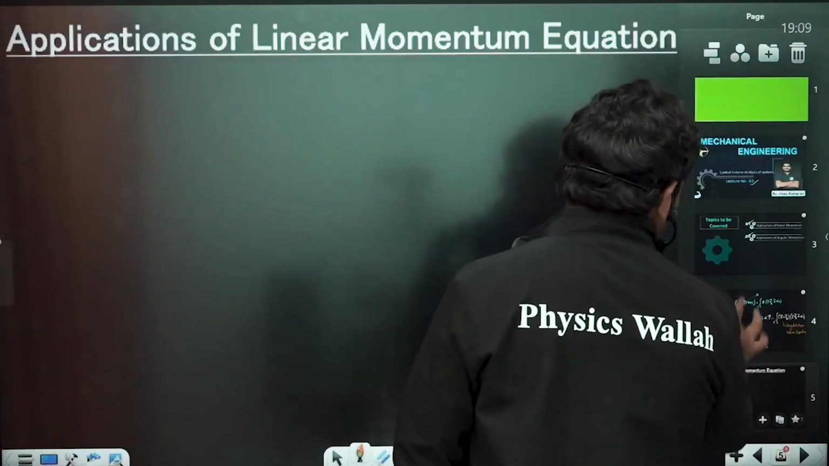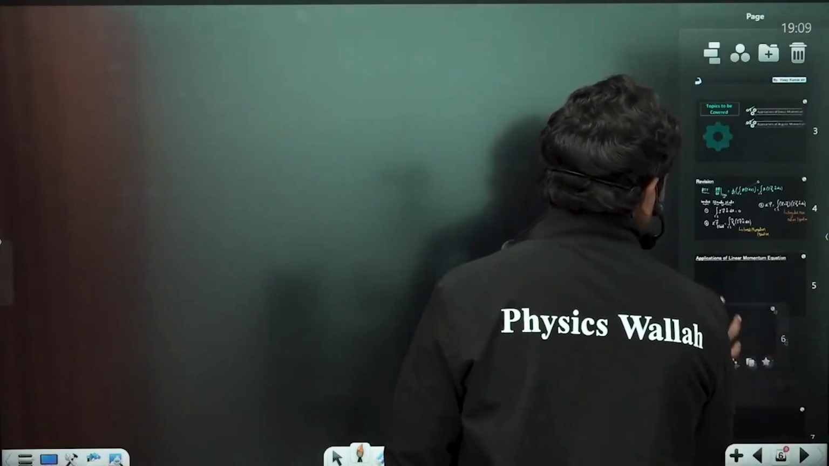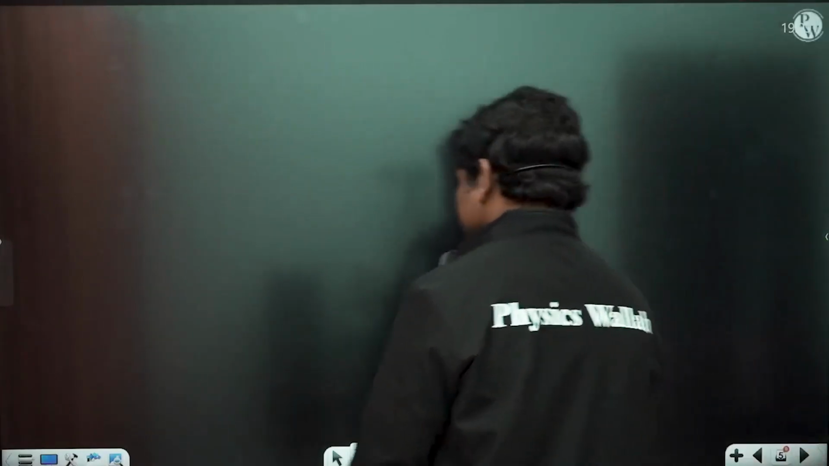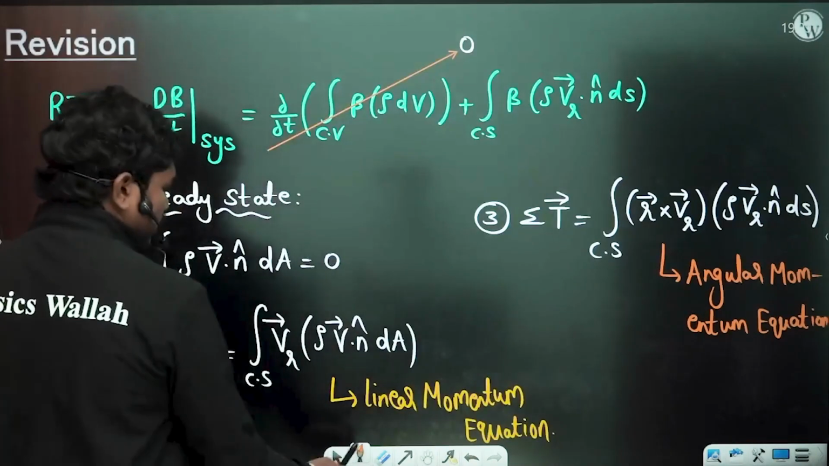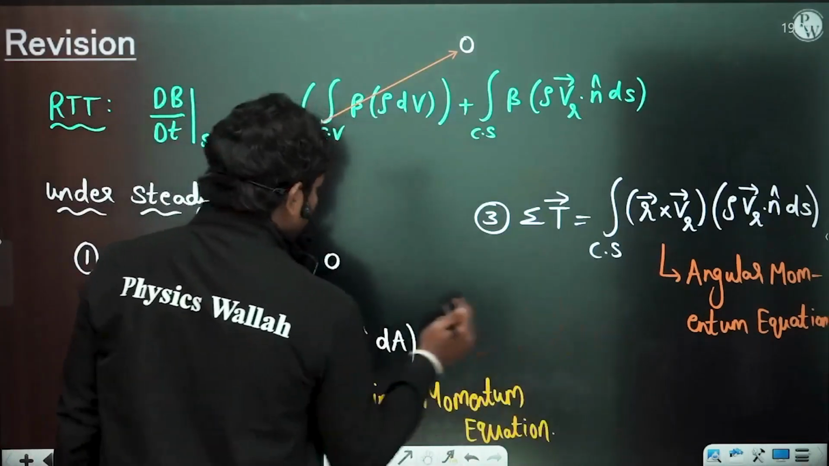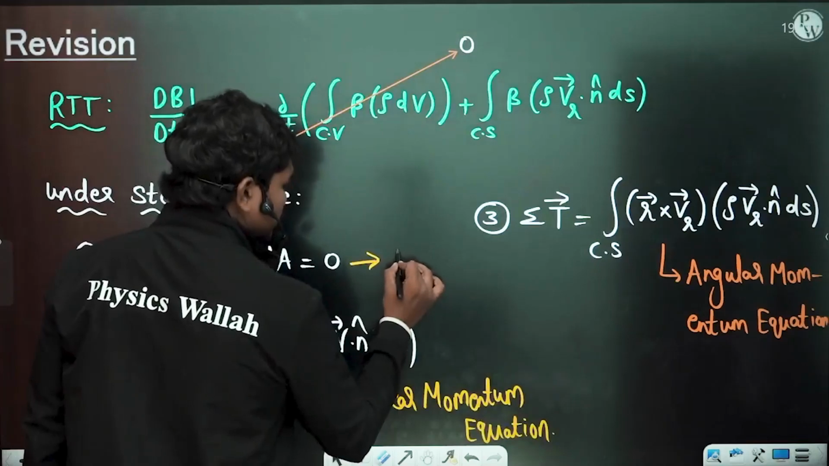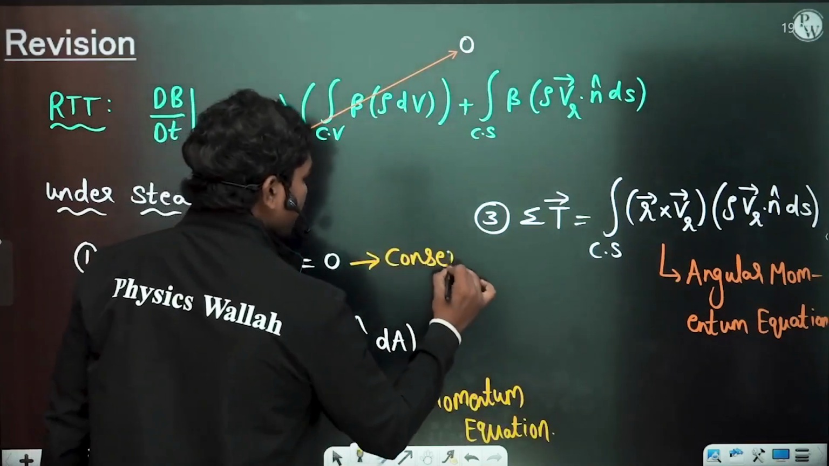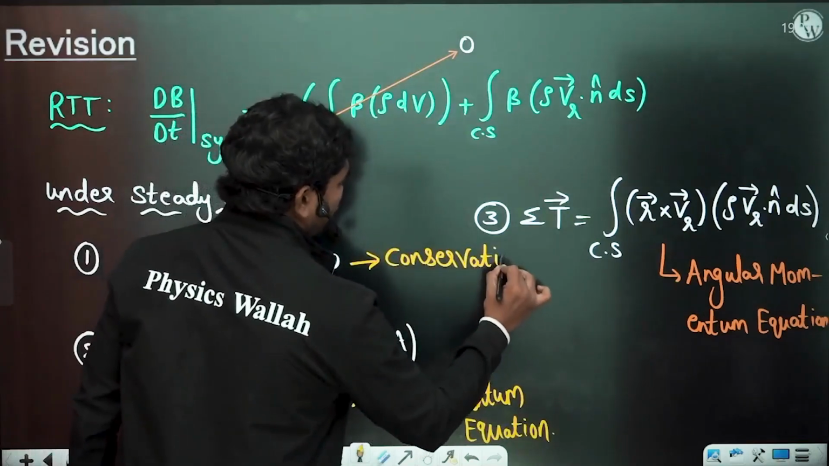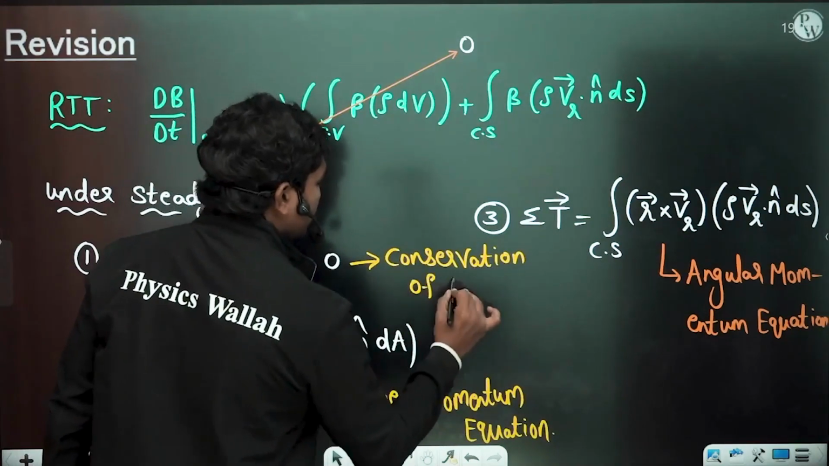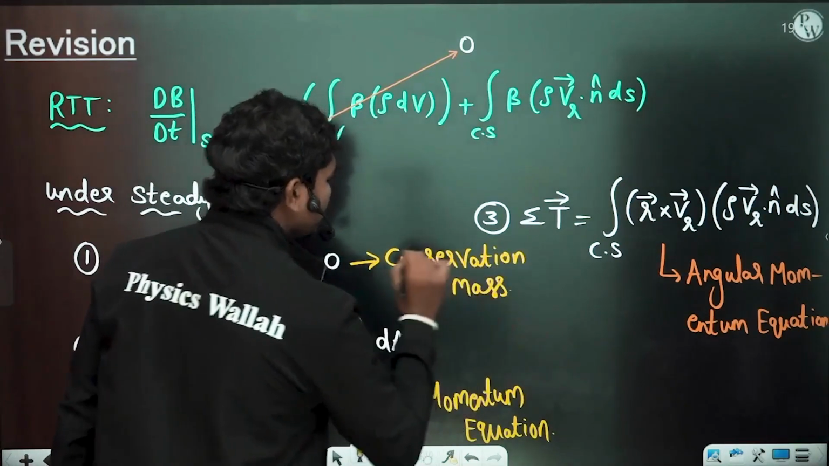Before that, let me anyhow say one word about mass and momentum also. So this is the mass conservation equation. Basically this is conservation of mass. Conservation of mass. Correct? So this is conservation of mass.